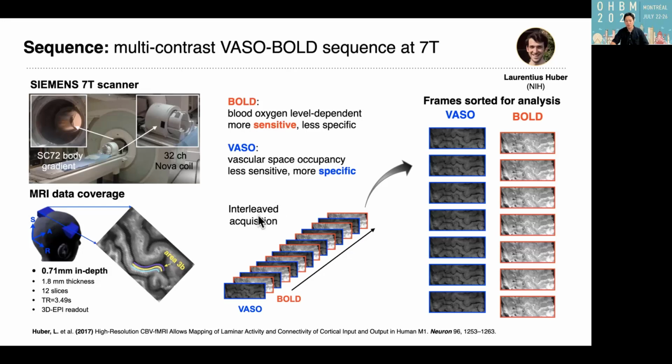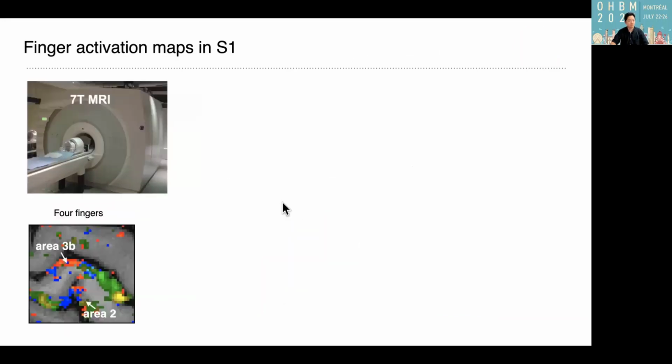Basically, this is an interleaved acquisition mechanism, and each single VASO image is interleaved with the BOLD image. We separate them, and then we did pre-processing using fMRI, SPM, and FSL was used for statistical analysis. And here's the BOLD map of 4 fingers in S1 for one subject. You can see that the 4 finger activations were organized in a somatotopic manner in area 3B, but did not show clear patterns in area 2.